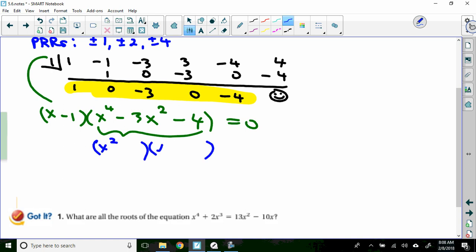X squared and x squared. 4's factors, it add up to 3. It can't be 2 and 2, so it's got to be a 4 and a 1. Now we just got to get the signs right. Plus on the 1, minus on the 4. I like it. Nice. And now we go back to like 3 sections ago from the chapter.